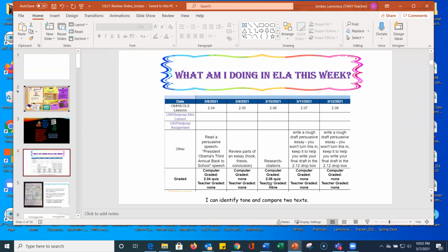It does have a quiz attached to it. You have two computer graded assignments for this week, 2.04 and 2.06. And that one is not yet recorded, along with 2.07 and 2.08. I just ran out of time. I will get those up before Wednesday for sure, and each day. I'm going to work really hard on getting those recorded and up and having the newsletter completely updated. That's going to be next on my plate.